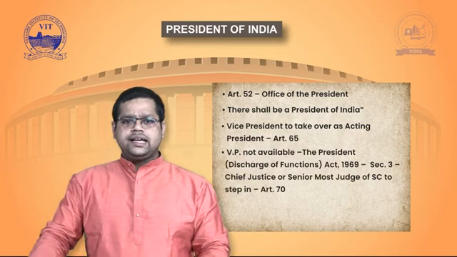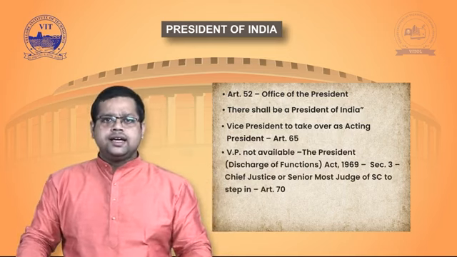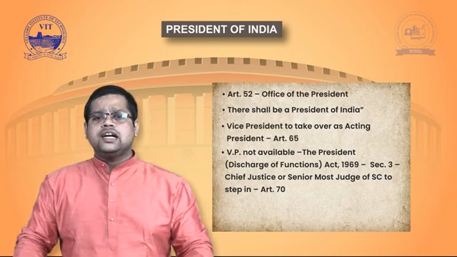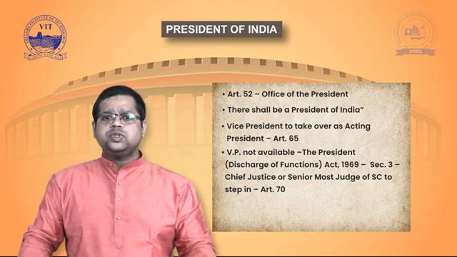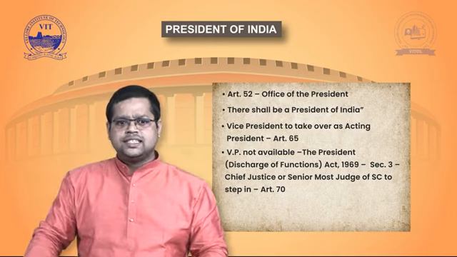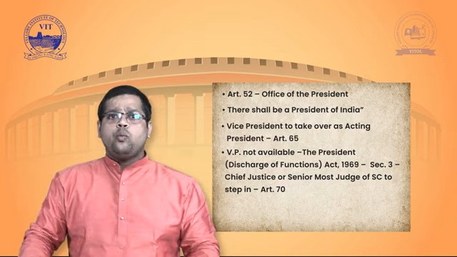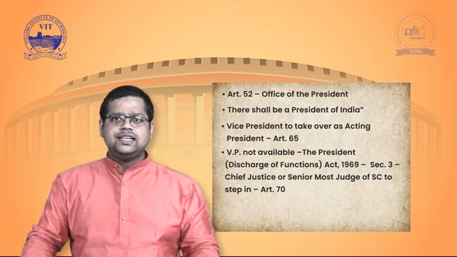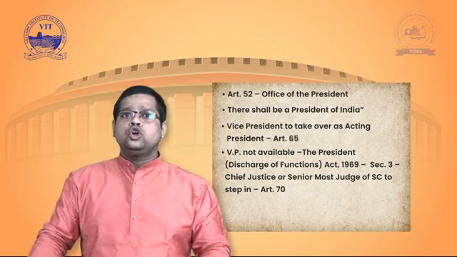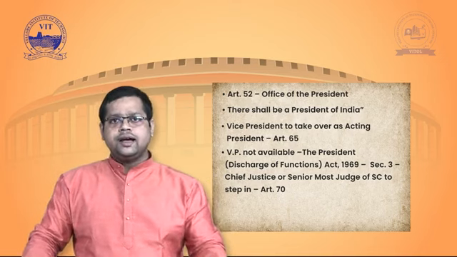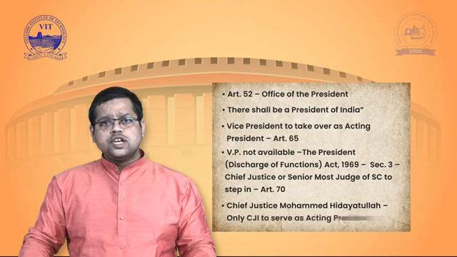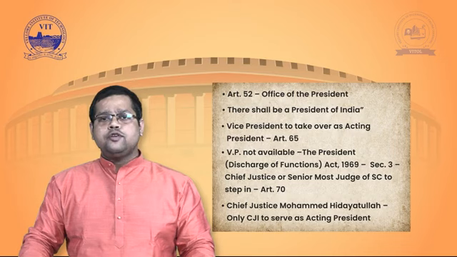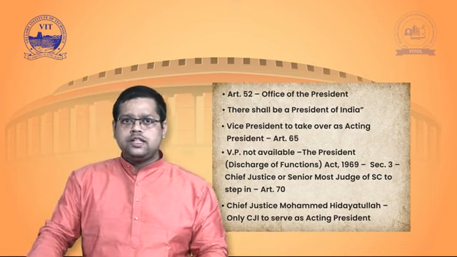So in accordance with Article 70, the Parliament has enacted a separate enactment known as the President (Discharge of Functions) Act of 1969. In accordance with the President (Discharge of Functions) Act of 1969, Section 3, when the Vice President is also not able to fill the shoes of the President, then the mantle falls over to the head of the judiciary in India, that is the Chief Justice. So the Chief Justice of India will take over the functions of the acting President if the Vice President is also unable to fulfill this condition.